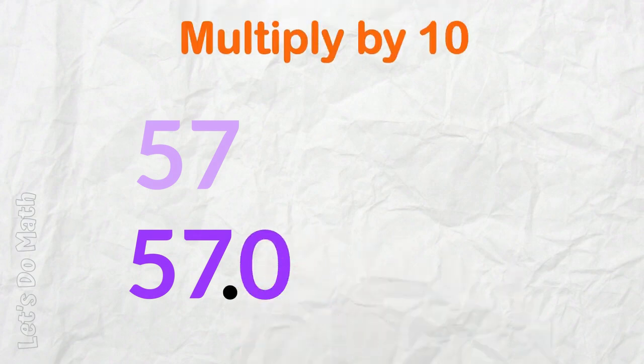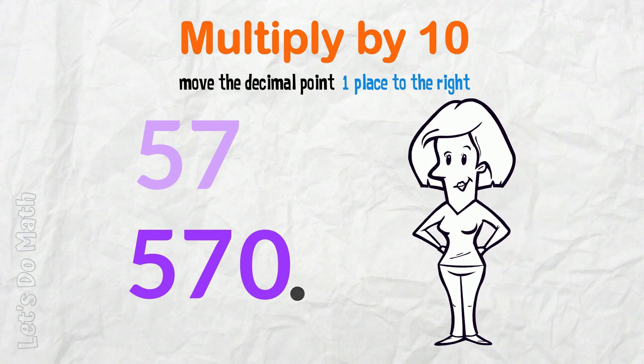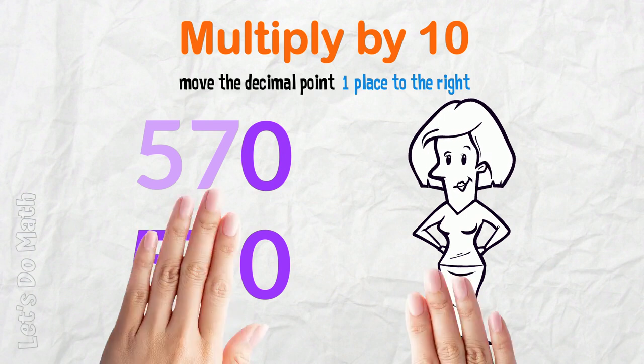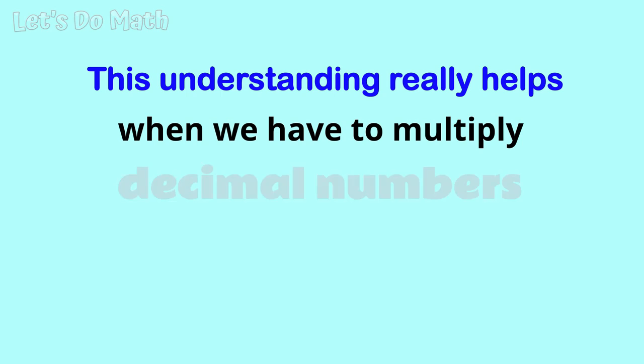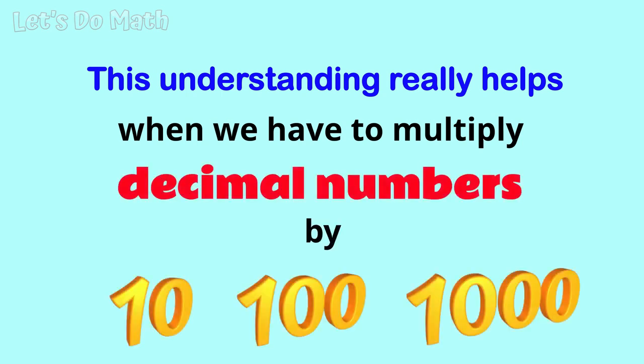Let's do another one, 57, which is really the same as 57.0. If I multiply it by 10, I move that decimal point one place to the right, 570, the same answer as if we just said put a 0 on the end because we're multiplying by 10. This understanding really helps when we have to multiply decimal numbers by 10 or 100 or 1000.